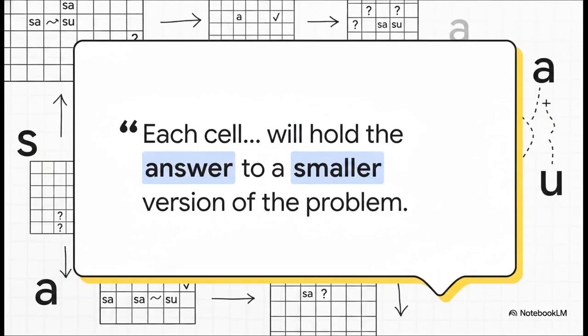And this is the most important idea to get. This is the whole point. We are not solving the big problem all at once. Nope. Instead, every single cell in this grid holds the answer to a much smaller, bite-sized version of the problem. Like, what's the edit distance between just saw and Sue? By solving all these little mini-puzzles first, we build our way up to the final solution. It's guaranteed to be the right one.